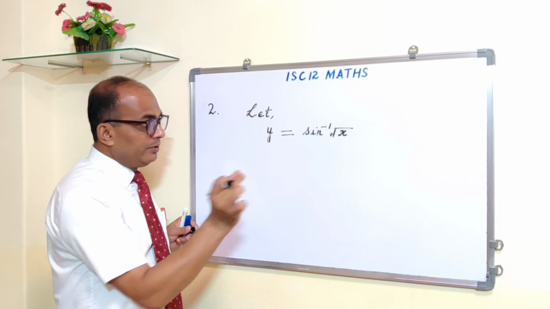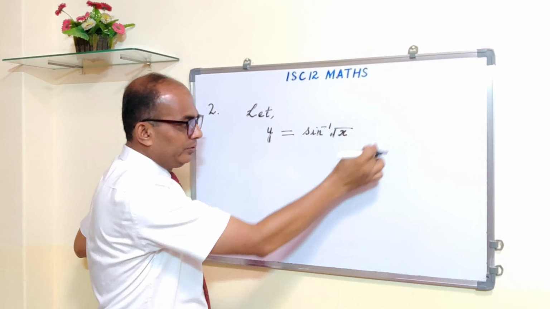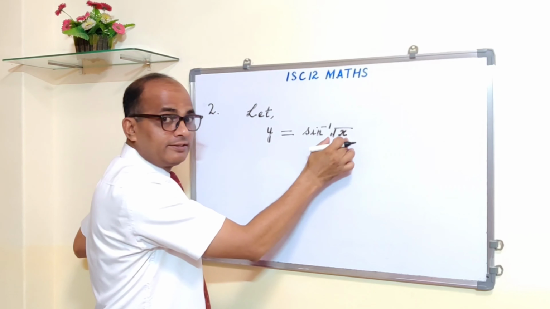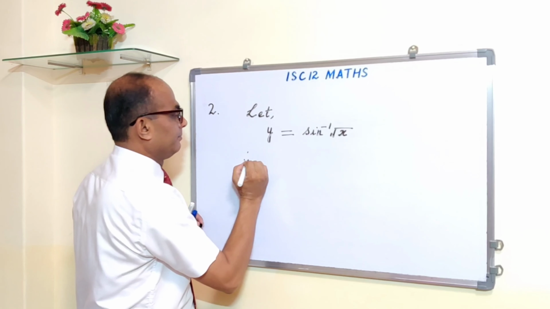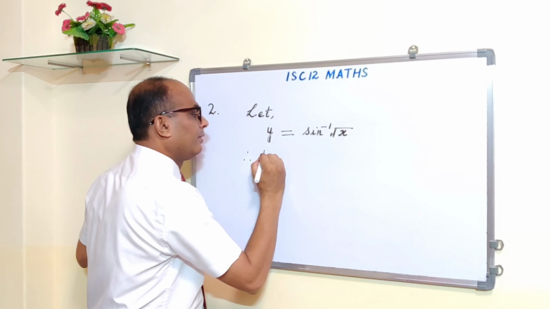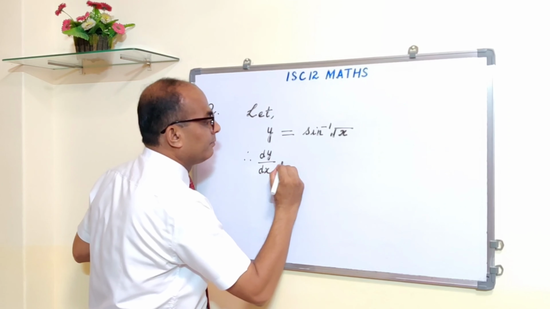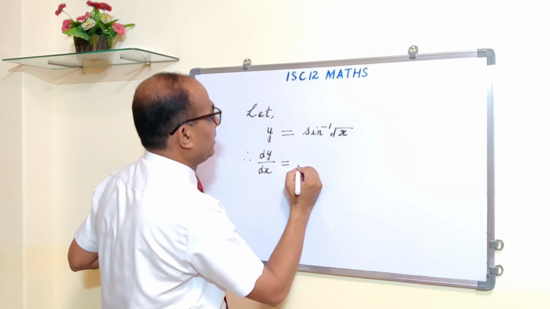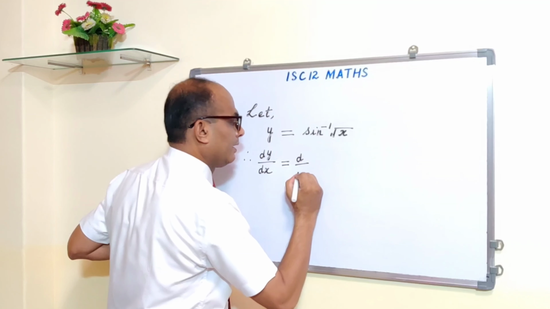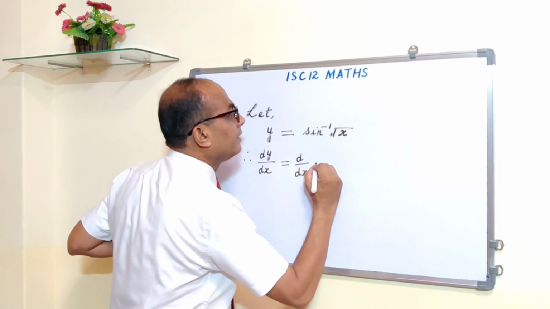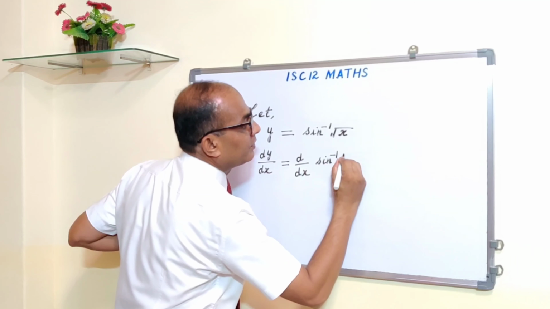Again, if you want to apply chain rule, you can suppose root x as u, then d/du of sine inverse u into du upon dx, where u is equal to root x. If you want to do directly, the first method, therefore dy upon dx is equal to how much? d/dx of sine inverse root x.